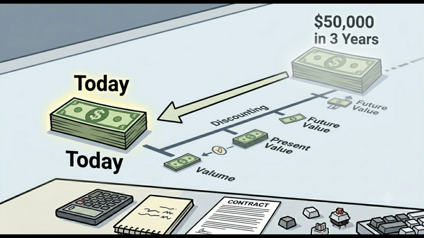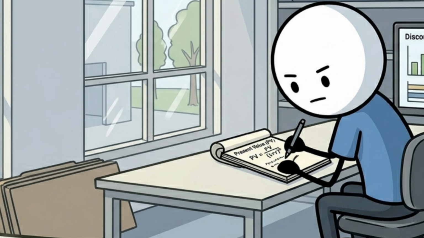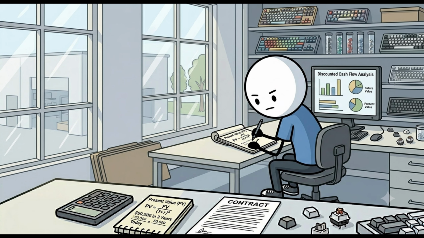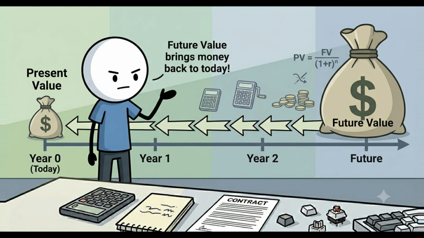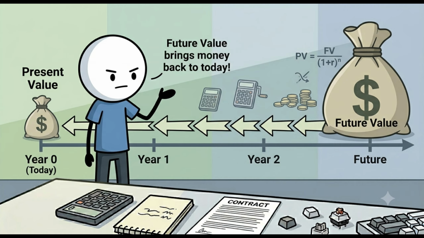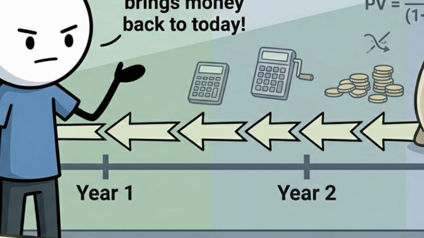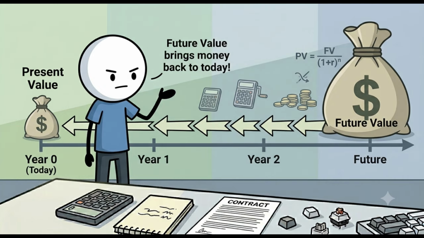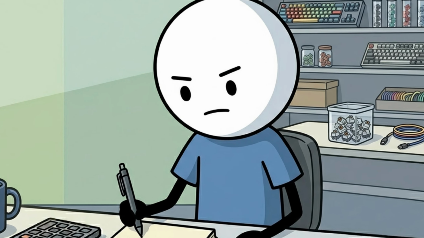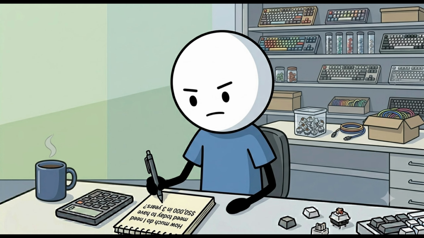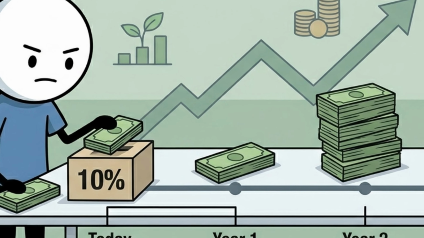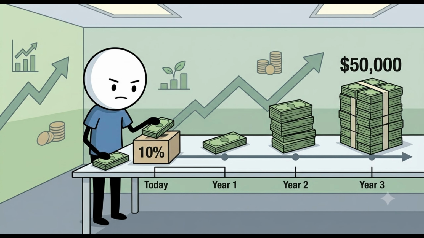As Brealey, Myers, and Marcus explain, present value is the current value of a future cash flow. If future value was about compounding money forward, present value is about discounting money backward. To find a PV, John asks himself, how much money would I need to invest today at current interest rates to have exactly $50,000 in 3 years? The answer to that question is the true value of the contract today.